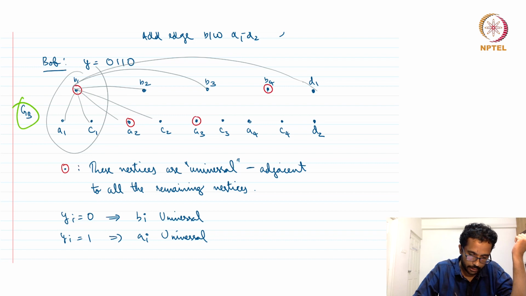So you can see the string is 0, 1, 1, 0. Since the first bit is 0, B1 is made universal. Second bit is 1, so A2 is made universal. Third bit is 1, A3 is made universal. Fourth bit is 0, so B4 is made universal.